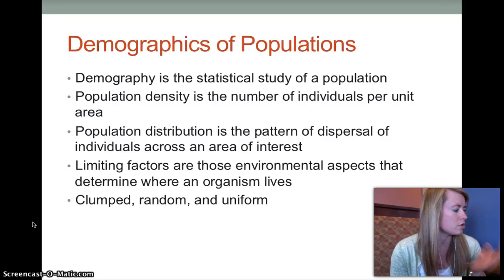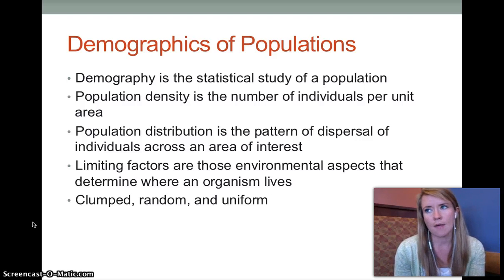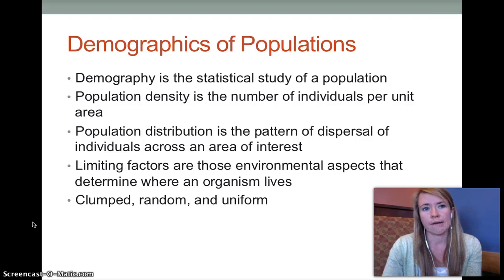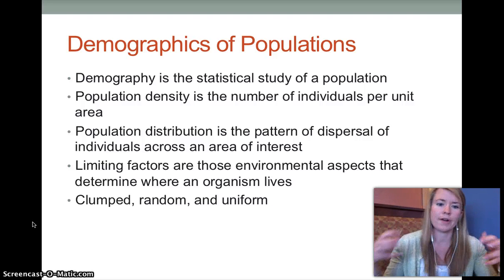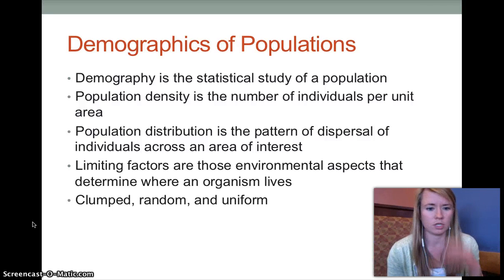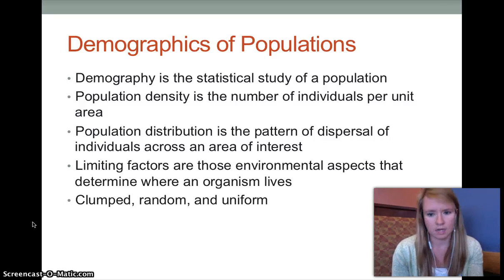And population distribution is the pattern of dispersal of individuals across an area of interest. Textbook definition, basically, how are they distributed? So if we're looking at shrubs, we can think about, are they close together, are they far apart, are they found here and not there? That's what population distribution is. So how is the density spread out over the area where they are? And then limiting factors are those environmental aspects that determine where an organism lives.